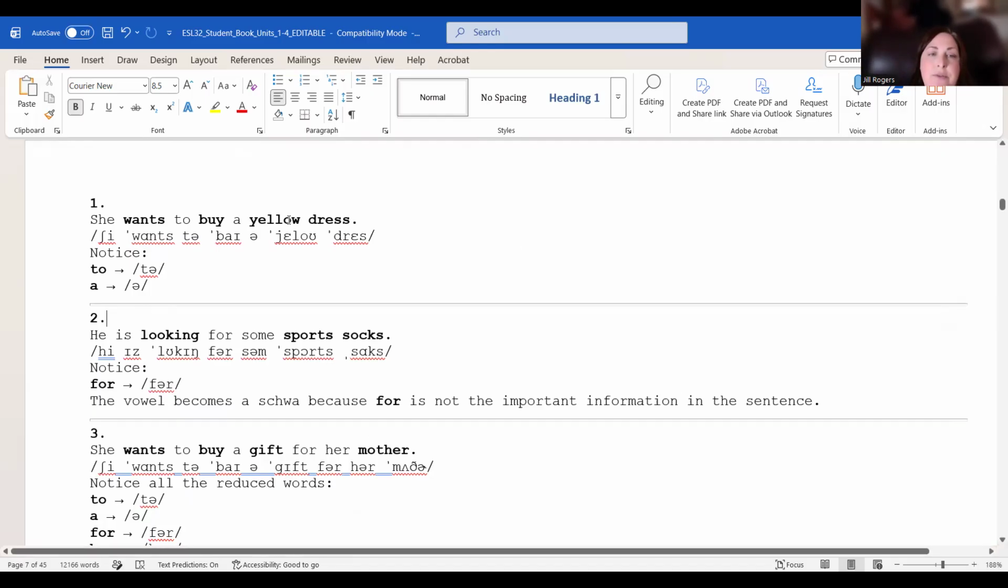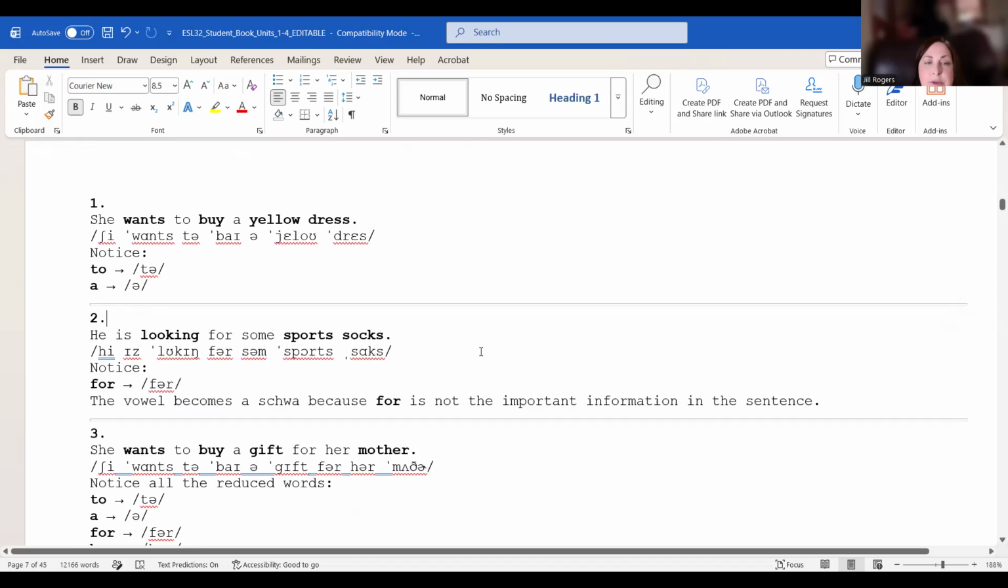So you just have to be careful, because that's what the schwa sound is. Yes, of course, you can practice it yourself, but it's completely fine to say "she wants to buy a yellow dress." Perfectly acceptable, but you want to be aware of the schwa. Okay, so for numbers 2, 3, 4 and 5, you're going to do the same thing. We're going to look for the content words.